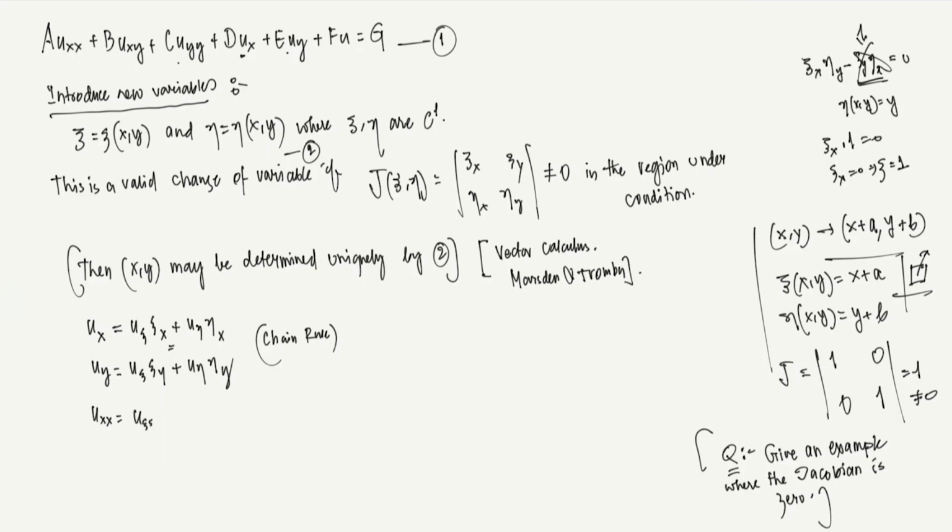It becomes u xi xi xi x square plus 2 u xi eta xi x eta x plus u eta eta eta x square plus u xi xi xx plus u eta eta xx.